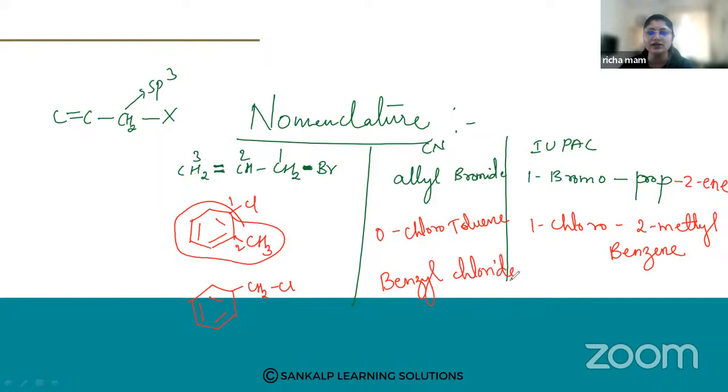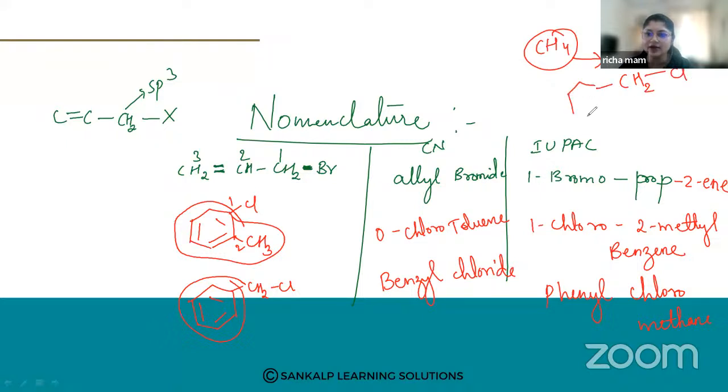Can you give me the IUPAC name? It is phenylchloromethane. How is it phenylchloromethane? See, in CH4, one of the hydrogens is replaced by Cl and another is replaced by a benzene ring. So this is a phenyl group, this is a chloro group, and this is a methane. So it is phenylchloromethane.